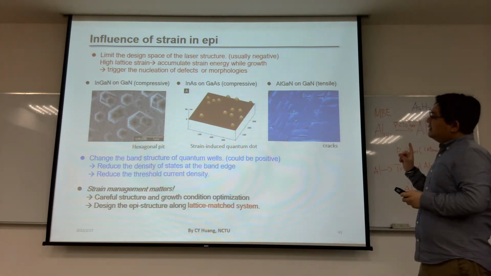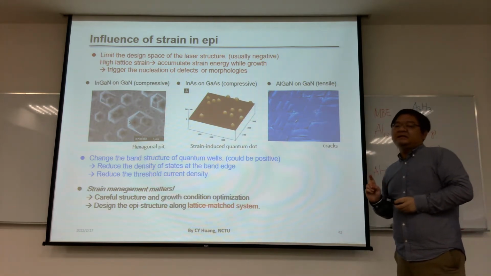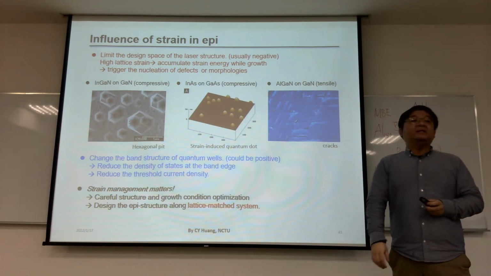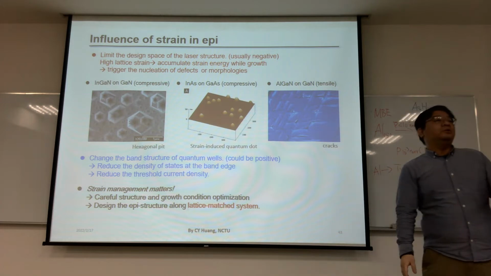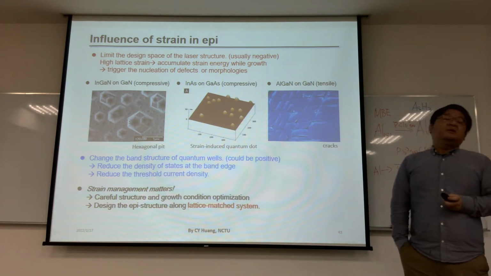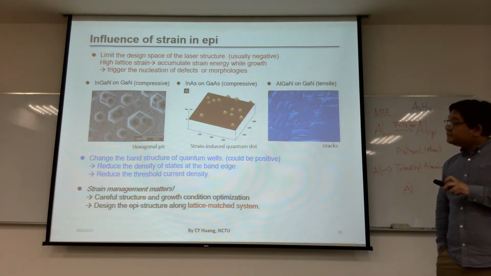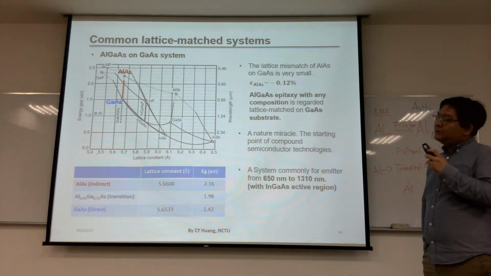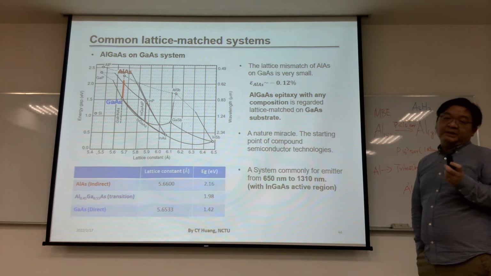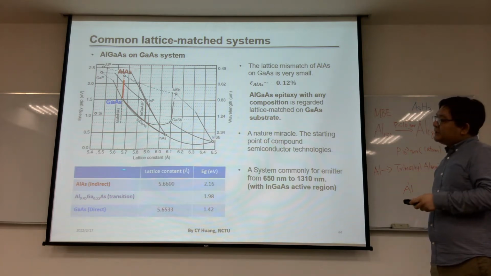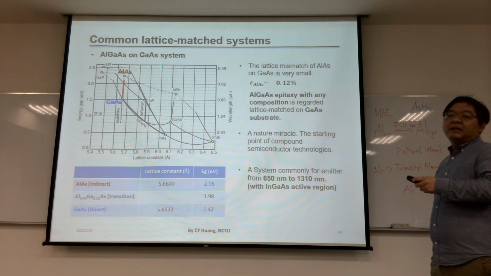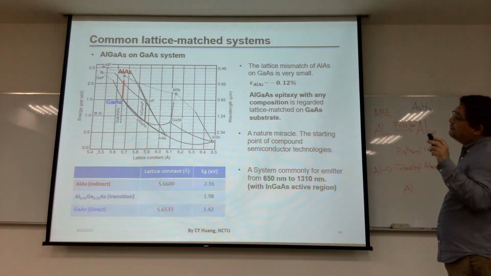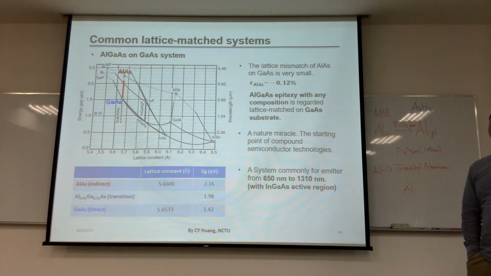But there's another route. How can we design a device with the same lattice constant, so that we don't need to be bounded by the material constant itself? Okay, so this is some common lines. The materials with the same lattice constant are those on the vertical line of the figure above. There are a few common lattice-matched systems.